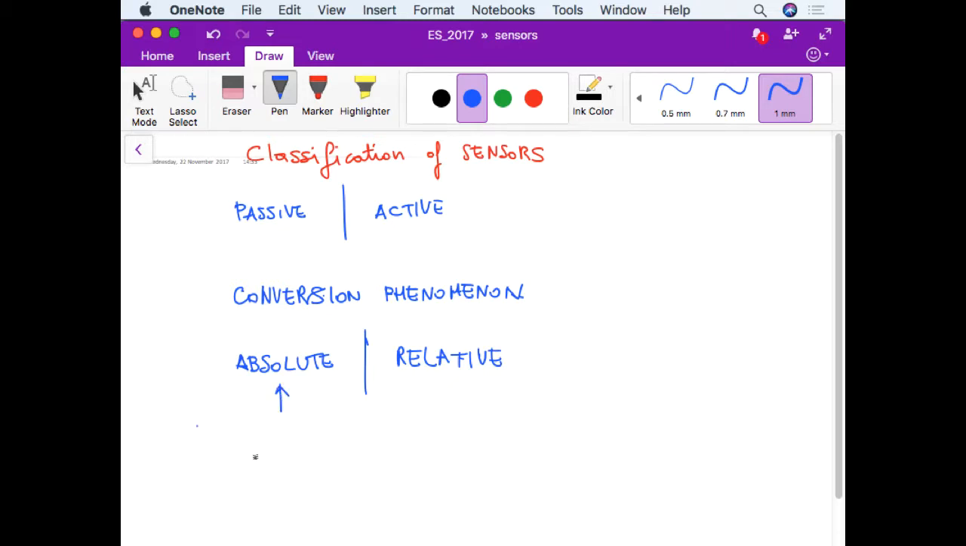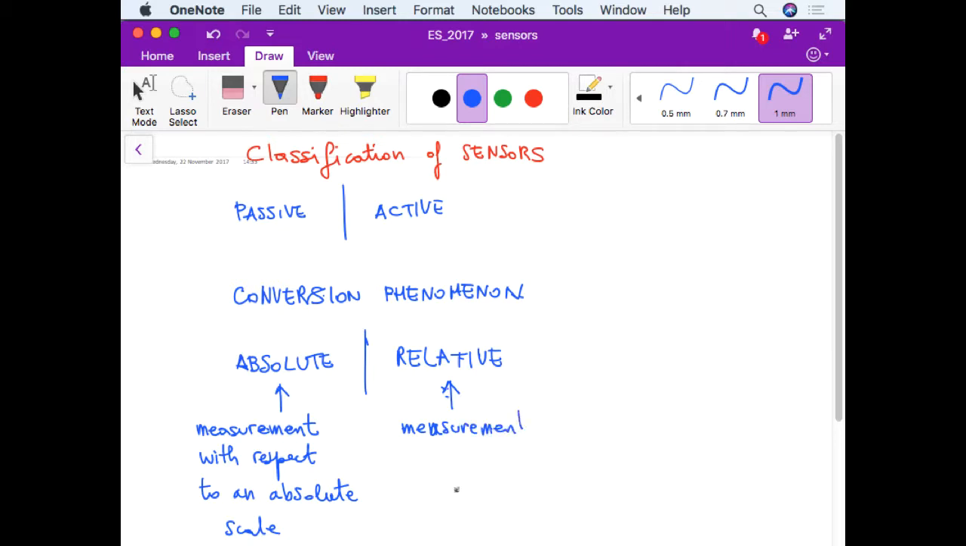An absolute sensor provides a measurement with respect to an absolute scale. And a relative sensor provides a measurement with respect to a relative condition. Most position sensors are relative, because they measure, for example, the position with respect to a reference point. In that case, it would be a relative sensor.